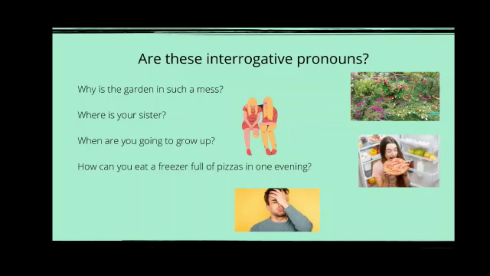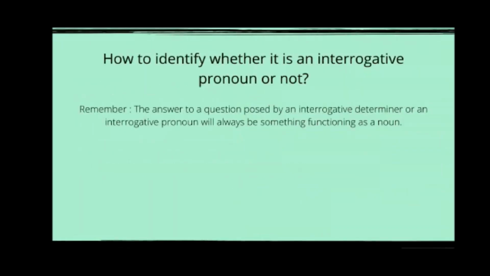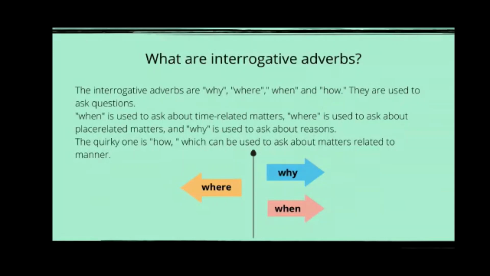For example, why is the garden in such a mess? The answer will be something like a reason, isn't it? Where is your sister? The answer will be something about a place. When are you going to grow up? Here also the answer will be about time. And how can you eat a freezer full of pizzas in one evening? The answer will be something that is not a noun, isn't it? So these words are all interrogative adverbs.